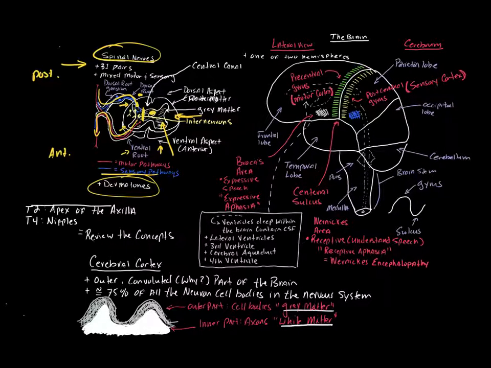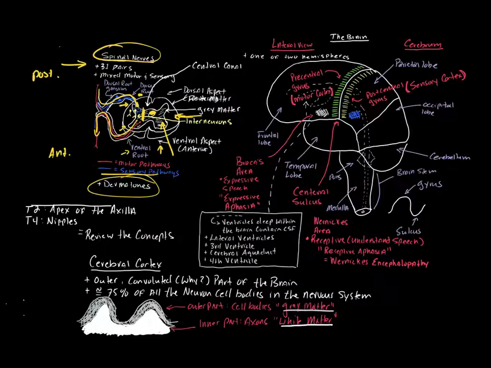I wish I could move this now. So T2, or the second thoracic vertebrae. T2 is at the apex of the axilla, the very top of the axilla, right? So that is approximately the T2 dermatome, where those spinal nerves come out. T4 tends to be at the nipples, right? So those are two kind of important dermatomes, and there are a few others, but you can review them in your reading. Okay, so far so good, guys? All right, well, moving right along.